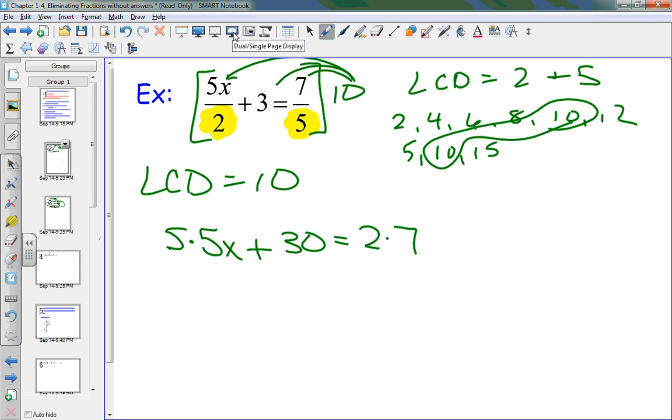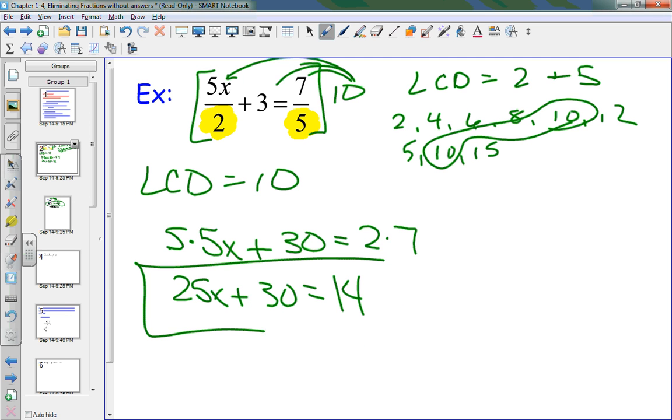Well, what Mrs. Yoder wants you to do is eliminate all parentheses and all fractions. So what is 5 times 5? 25x plus 30 is equal to, what's 2 times 7? 14. I don't want you to solve anything today. I just want you to get it to the point where there's no parentheses and no fractions. Do we understand that? We know how to do this. That's not today's lesson. Today's lesson is eliminating the fraction. Do we understand that? Okay, let's do it again.